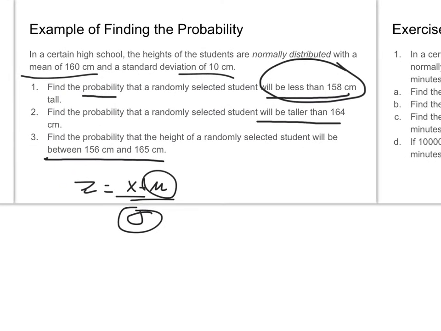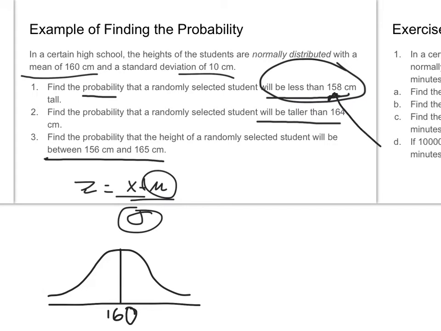So find the probability that a randomly selected student will be less than 158 cm tall. Let us create first a normal distribution showing the mean 160, and then we locate the value indicated in number 1, which is 158, and 158 should be on the left of 160. This 158 and 160 are x values in the normal distribution.